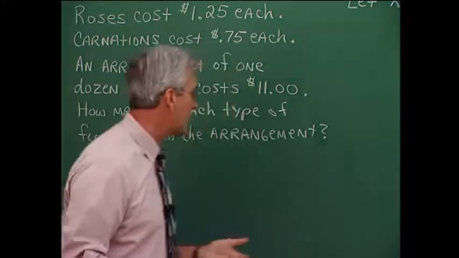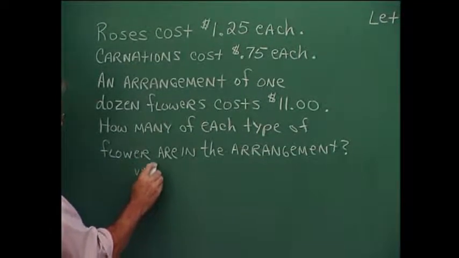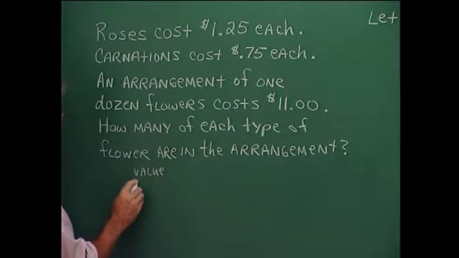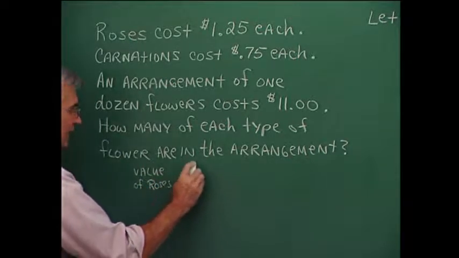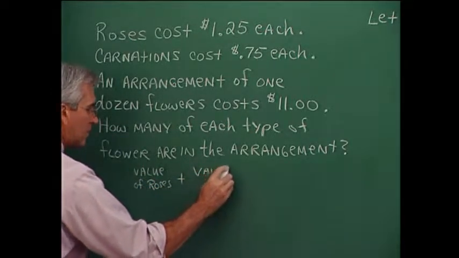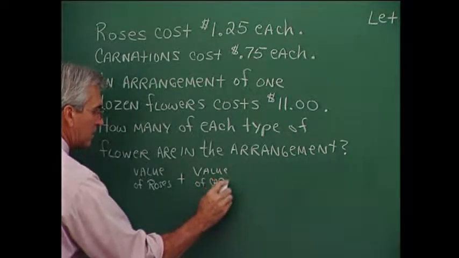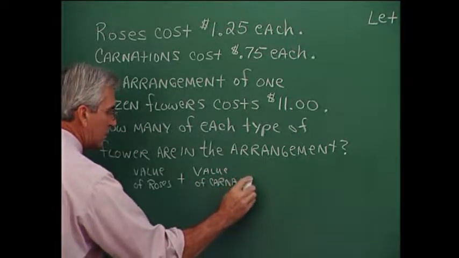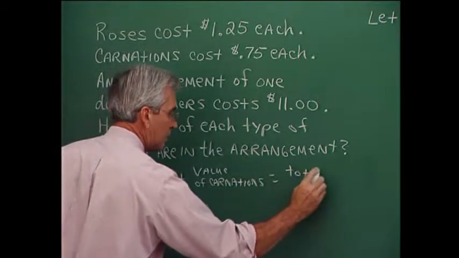So in this problem, we can think about it like this. We can think, well, the value of the roses plus the value of the carnations is equal to total value.